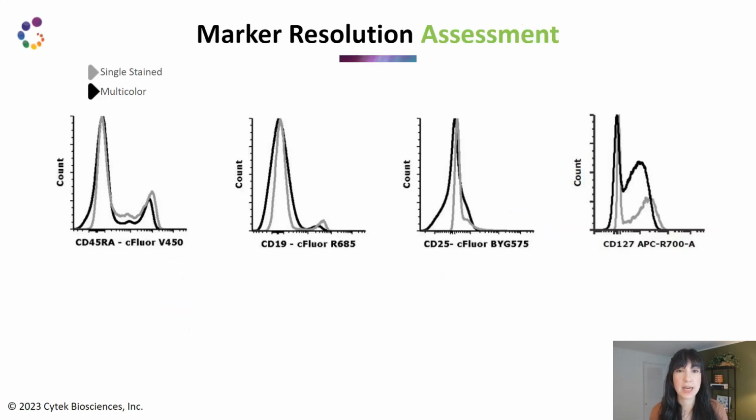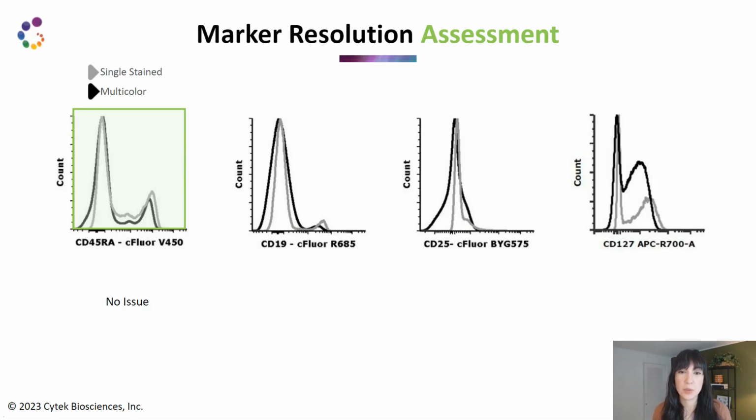So let's get into some actual data of doing this assessment. I've overlaid single stain cells in the gray line and multicolor cells in the black line. Starting on the left there with our CD45RA, this one actually looks quite good to me. We have pretty similar intensity for the positive population, and the spread in the negative population is the same. So there's no issue with this marker. We're happy with the resolution.